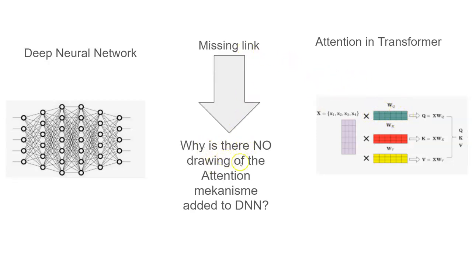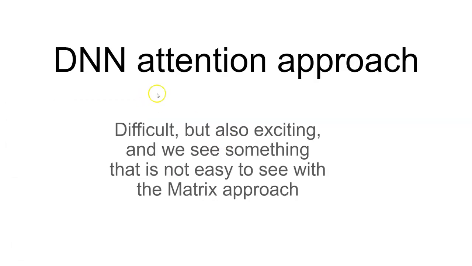Why is there no drawing of the attention mechanism added to a DNN, deep neural net? What are we missing if we jump here? And there are many good videos about this. I'm not criticizing this, but how can you add attention to this? That's what I'm trying to look at.